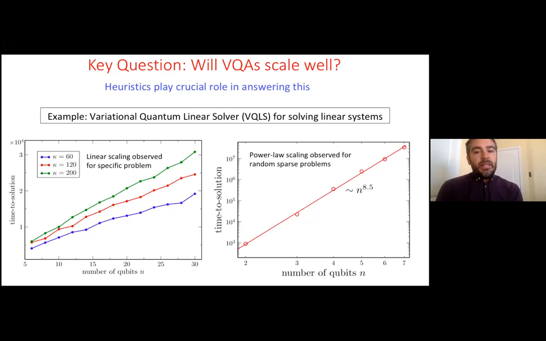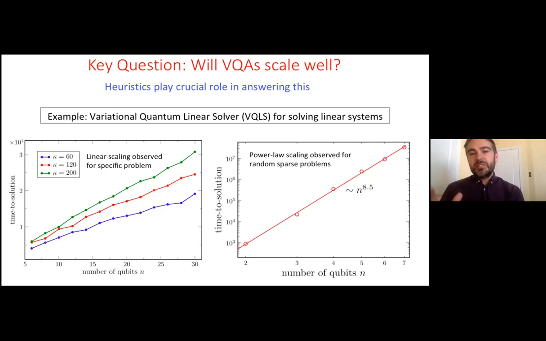And anyway, we also looked at random sparse problems where A is a sparse matrix, and we also found power law scaling in that case, which is also indicative of a possible exponential speed up over classical algorithms, which would have exponential scaling with the number of qubits.